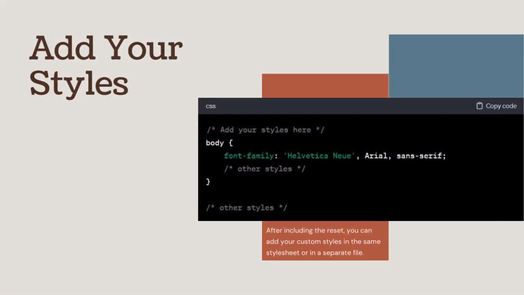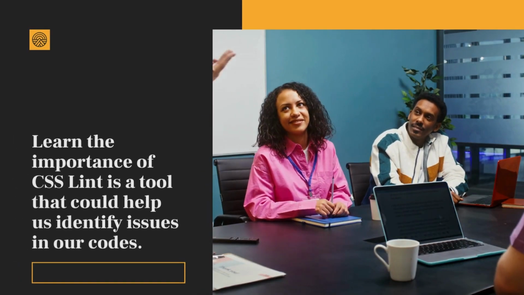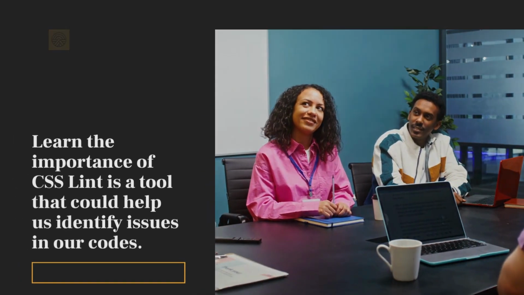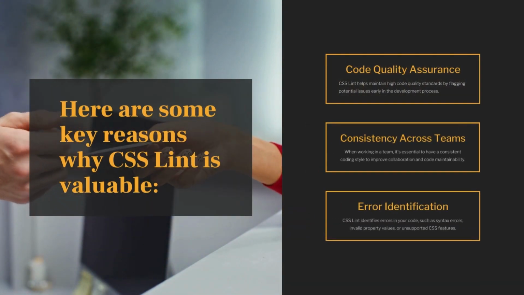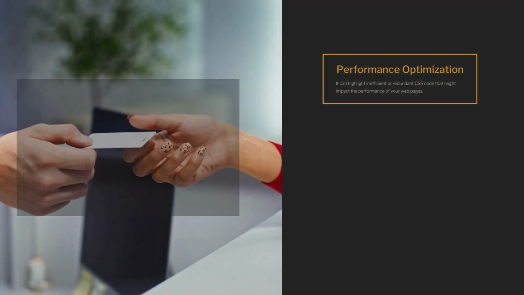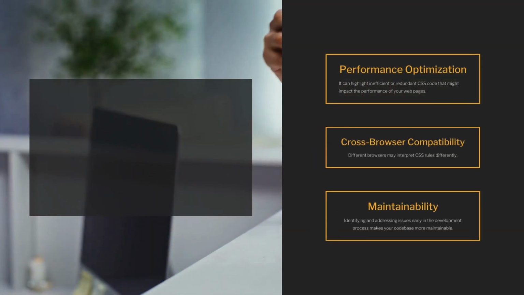So the next slide is about learning the significance of version control. Version control is a crucial aspect of software development and collaborative projects. It refers to the management of changes to documents, code, or any set of files over time.